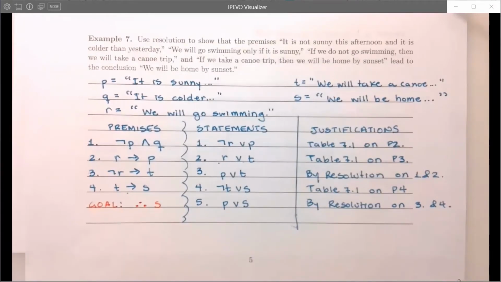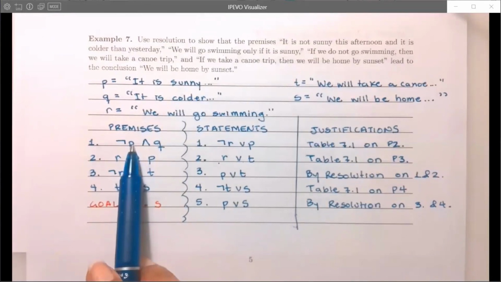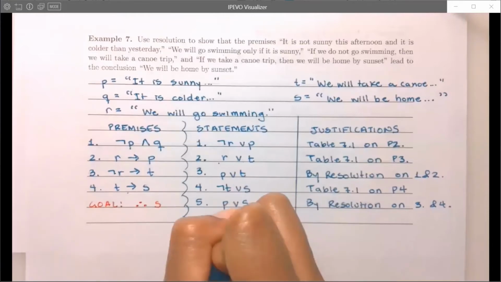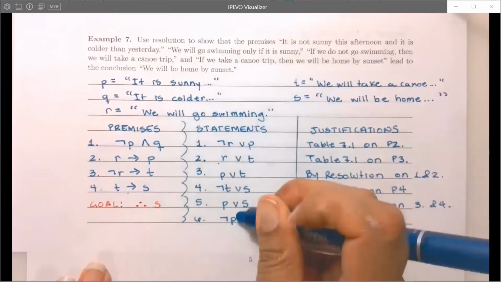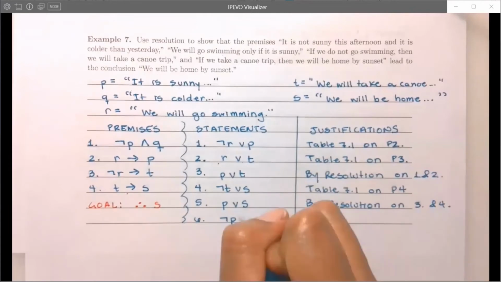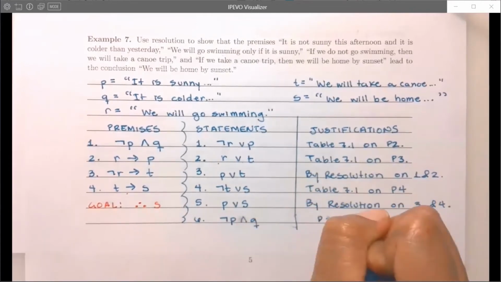And again, let's think about what we're trying to get to. We are trying to get to S, simply S. And currently as it is, we are not allowed to conclude just S, because the only way that we'd be able to do that would be if this were a conjunction. But there is one premise that we haven't brought into the picture yet. That is premise number 1. So let's bring it in, and then we'll see if there's anything that we can do here to help us out. So I'll bring in negation P, and Q. Well, that's simply premise number 1.